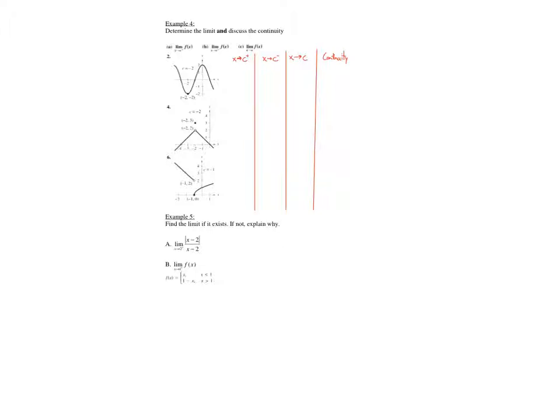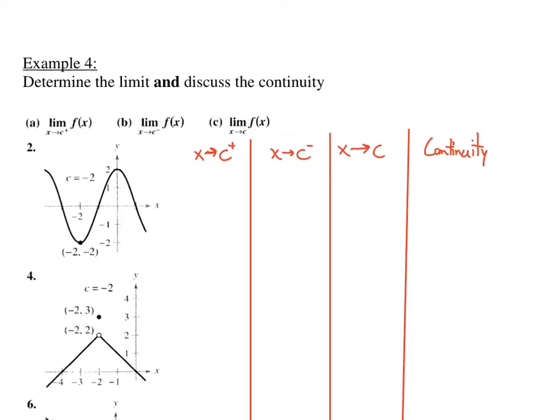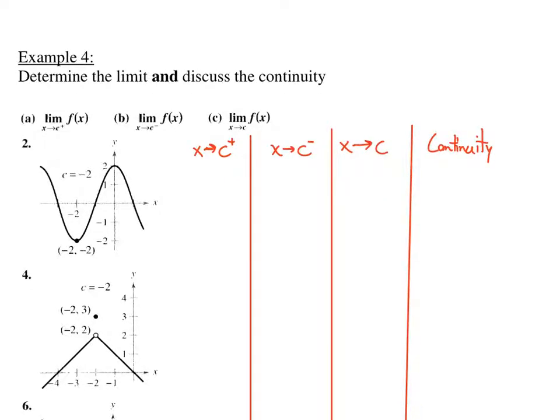So, now we want to consider something called continuity. I want to introduce the idea here with some examples first before we actually come up with a definition. It says determine the limit and discuss the continuity. So I've created a little table here for you. We have this function here, and c is -2. So we're approaching this value -2, and the point is -2, -2.